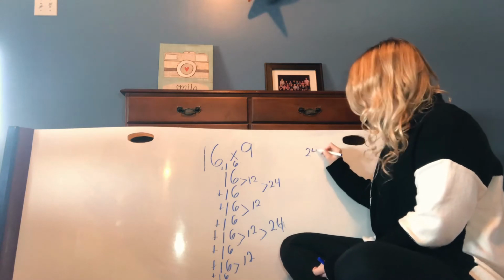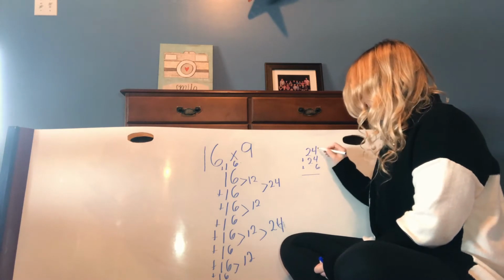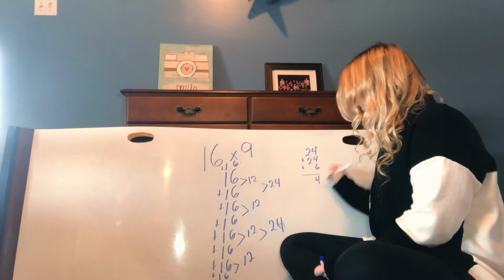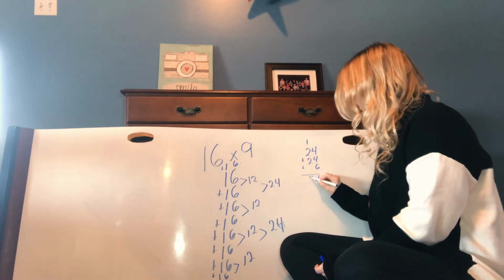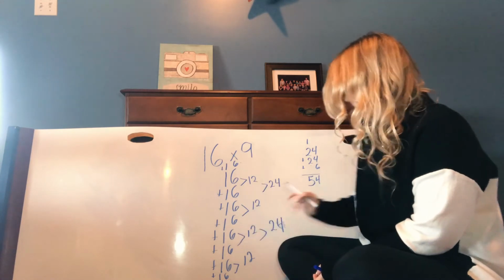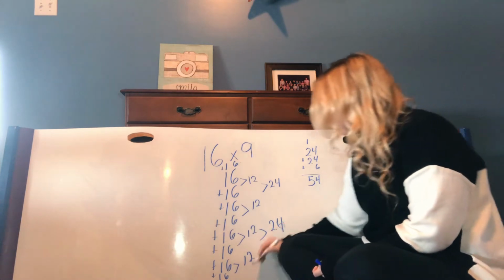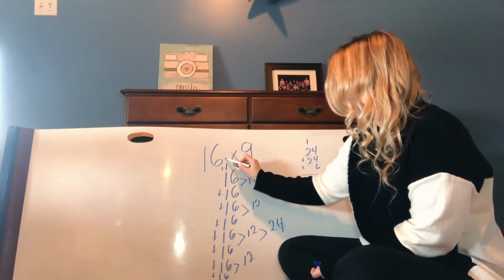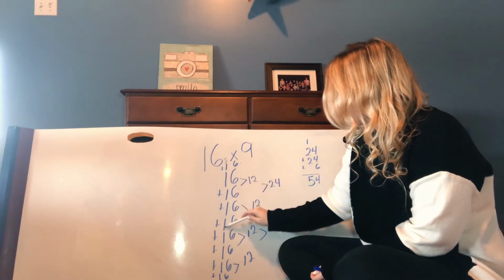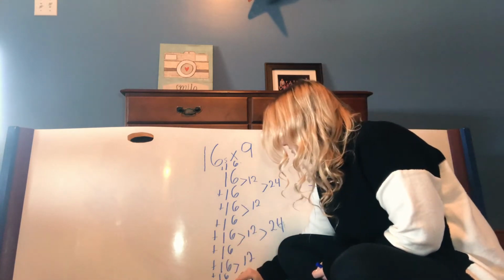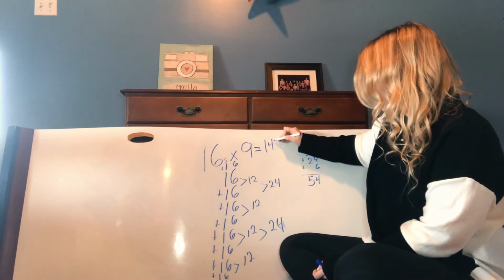I know that that's 10, so that makes 14. And I have to carry my 1, 2, and 2 is 4 plus 1 is 5. So that means that this column is 54. We know that 54 is too big to stay in the ones column. We're going to put the 4 down there and carry the 5. And then we're going to add up to the tens column. 5, 6, 7, 8, 9, 10, 11, 12, 13, 14. So I know that 16 times 9 is 144.